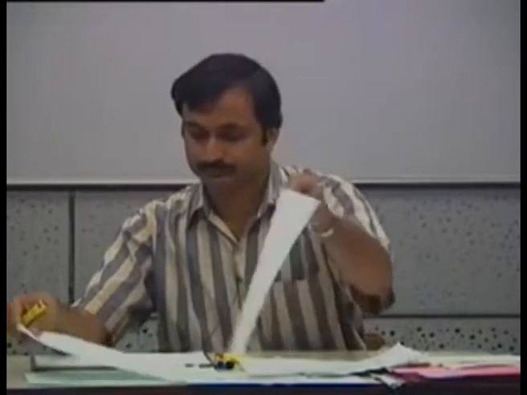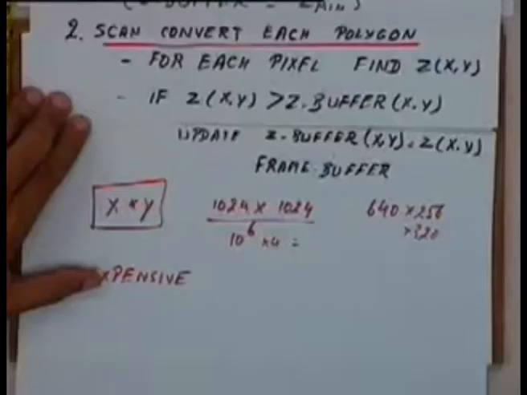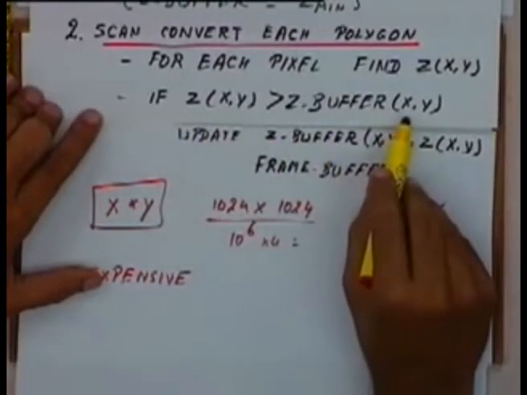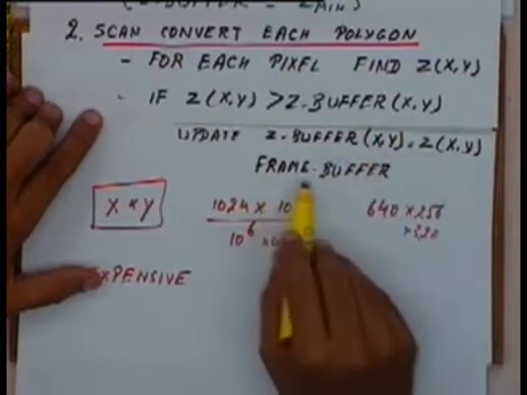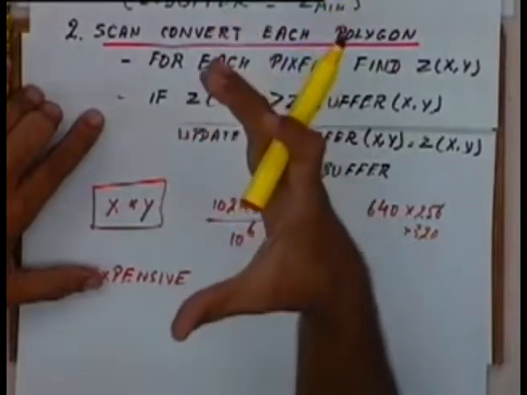Side by side you are transferring the information to the frame buffer. Yeah, the display information is always being stored in the frame buffer. If you look at the previous algorithm, the moment I decide which polygon is to be displayed, I am updating the frame buffer for the display information. The Z buffer will only store the depth.